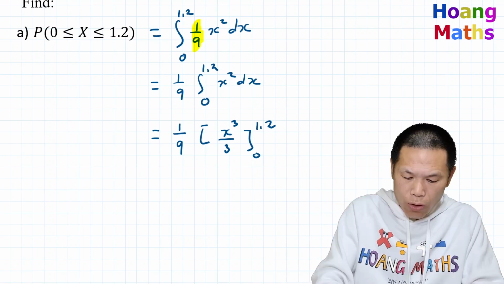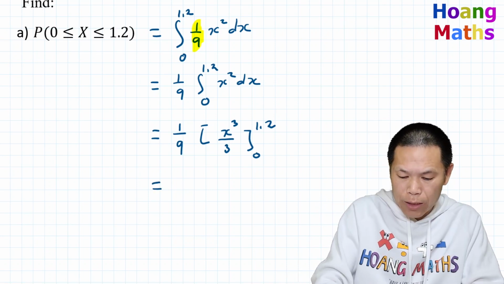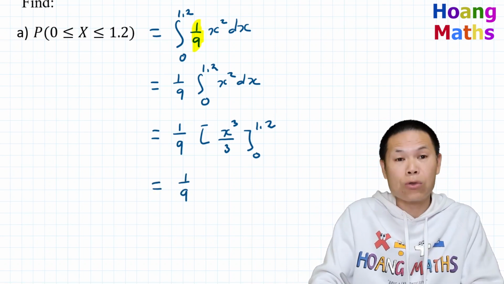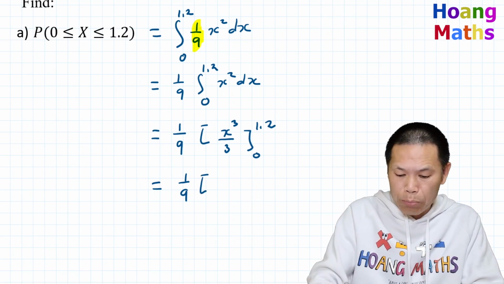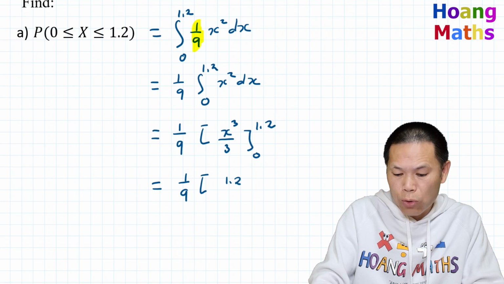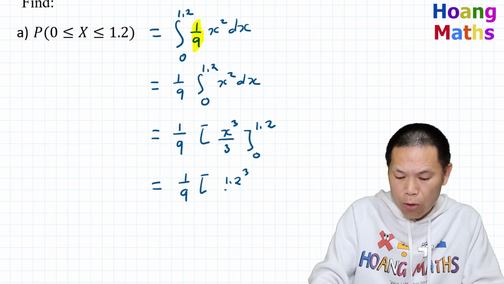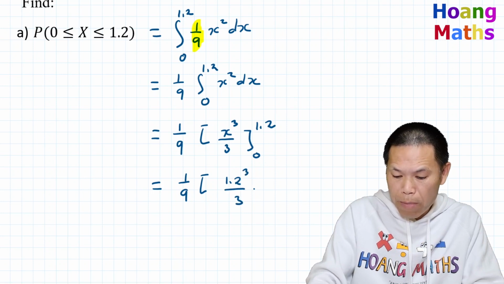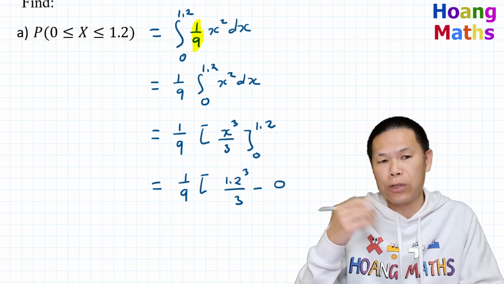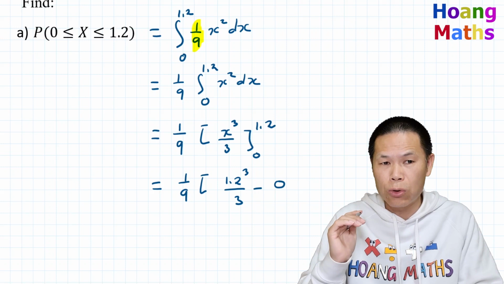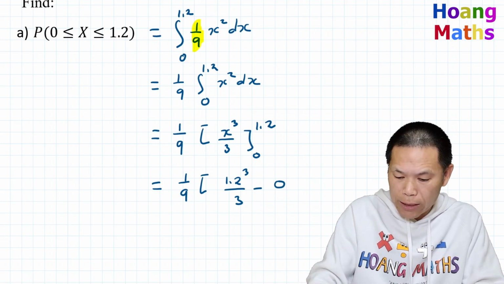There you go. Or you can take 1/3 out, it doesn't really matter. So just do it straight away. 1/9, and x becomes 1.2, so 1.2 cubed over 3, minus 0 to the power of 3 over 3. And 0 to the power of 3 is 0 anyway, and then divided by 3 is also 0. So the answer is this.